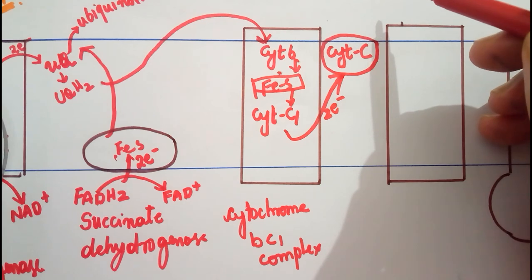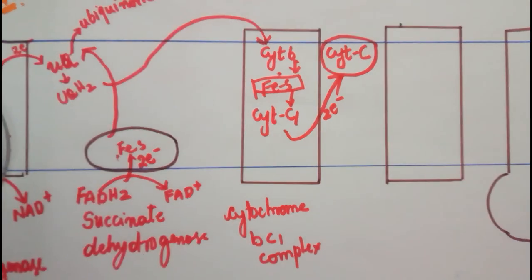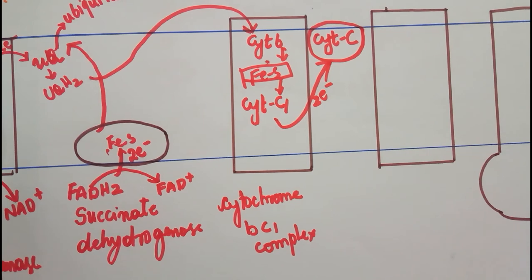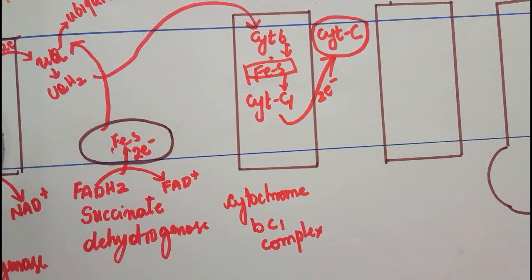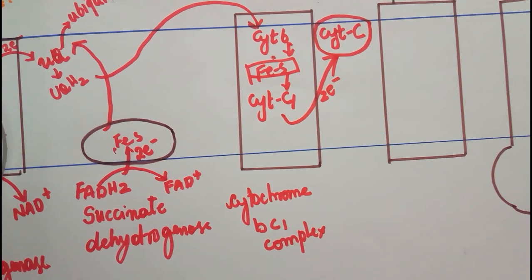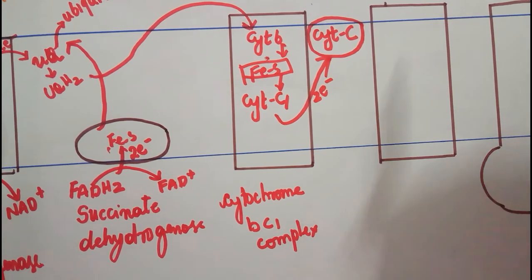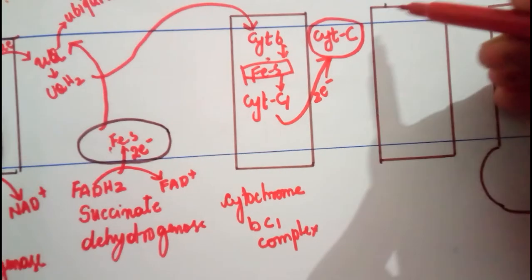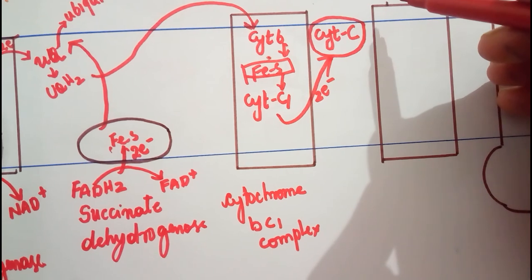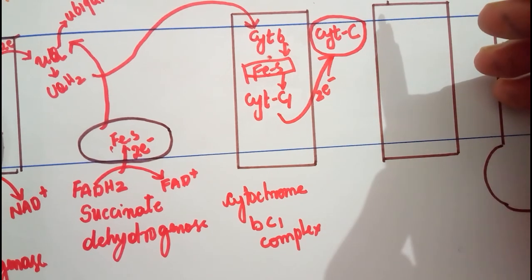Is it towards the inner membrane side, or is it towards the matrix side? Cytochrome C is towards the inner membrane side. Remember that. Cytochrome C is towards the intermembrane space side of the inner membrane of the mitochondria.